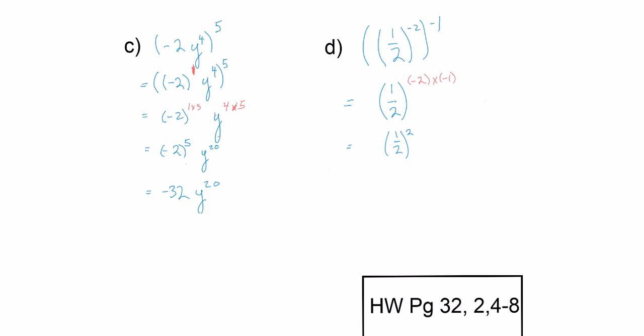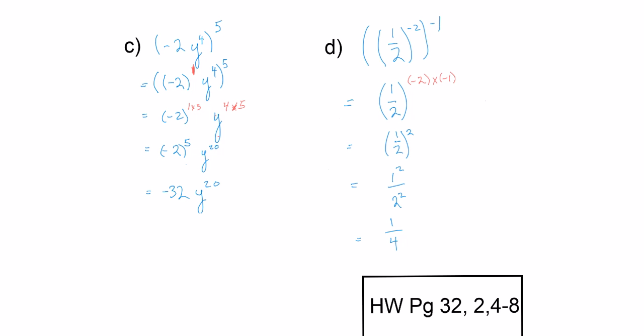Now, just like before, if I have a fraction, that means the 2 is applied to the 1 and the 2 is also applied to the 2. So we end up with 1 squared over 2 squared when we distribute. So we get 1 over, well, 2 squared is 4 is our final answer.